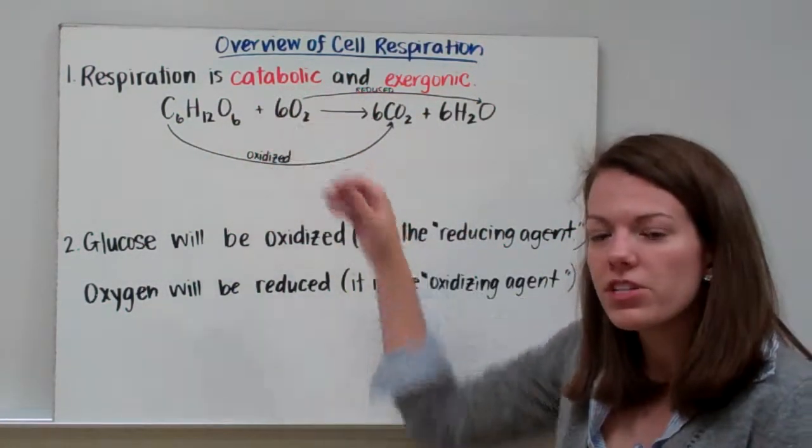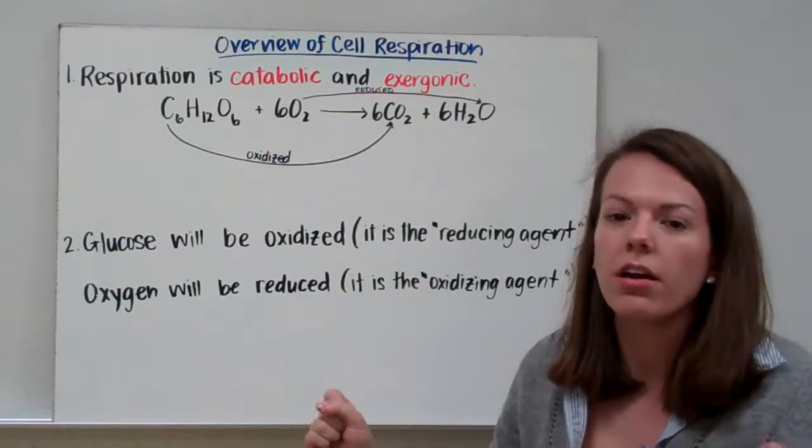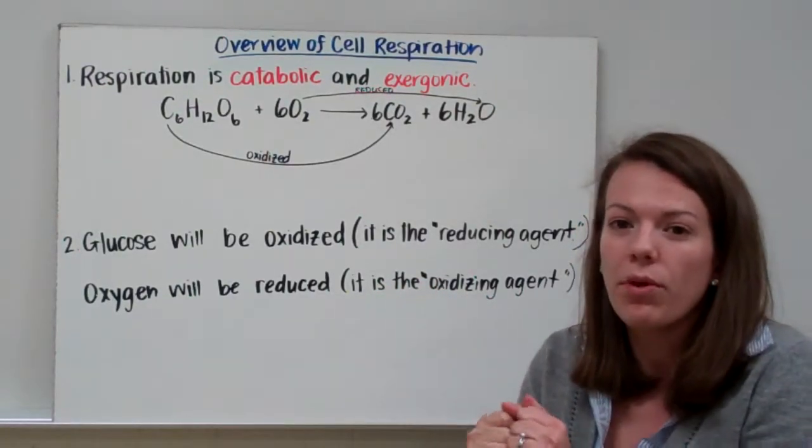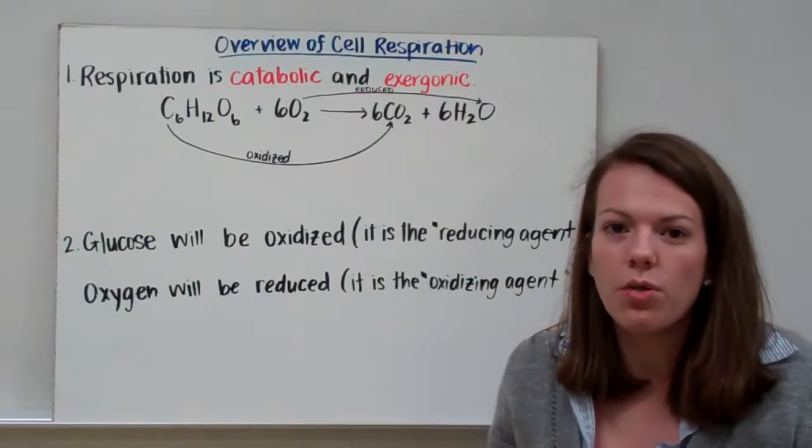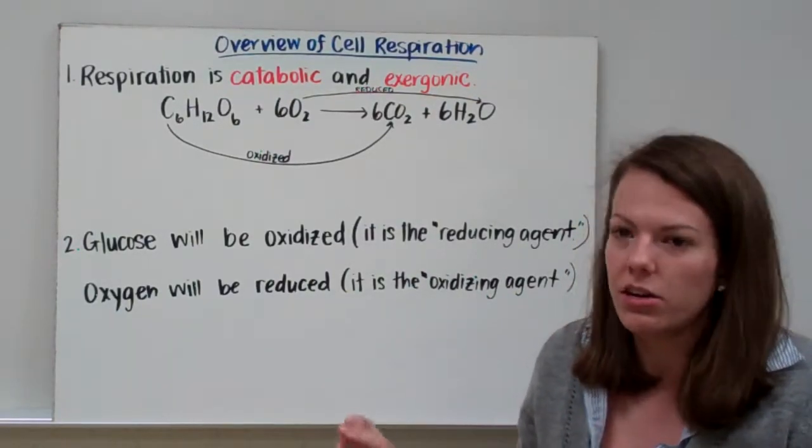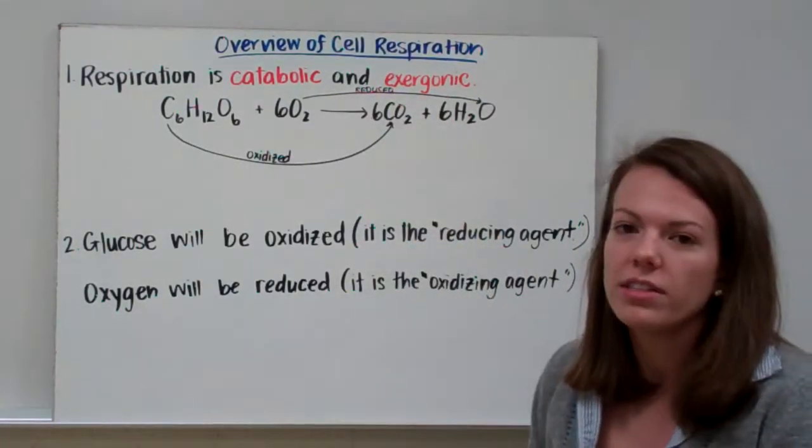We say cell respiration is catabolic because it's breaking apart complex macromolecules. And when we are breaking apart those bonds that hold the macromolecule together, we release energy. And exergonic means that reaction releases energy.